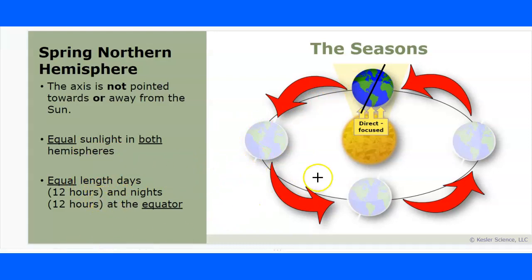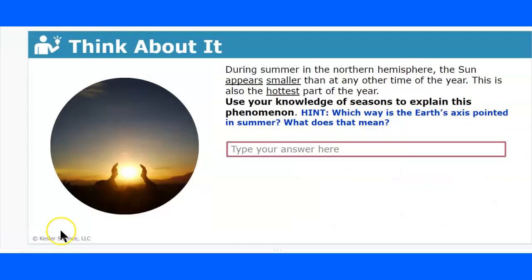Again, the equator is that imaginary line that divides the northern hemisphere from the southern hemisphere. And this is spring. All right, think about it.